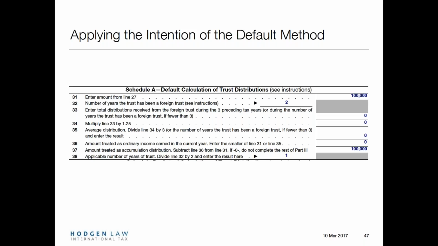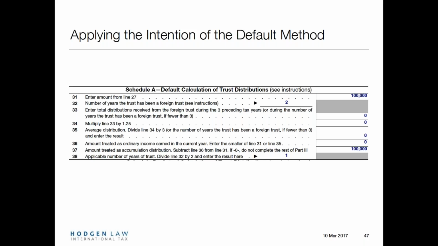So we start at the top, again, with our $100,000 distribution, line 31. Line 32, again, it's been a trust for 2 years. Line 33, enter the total number of distributions received from the foreign trust during the 3 preceding years, or, the parenthetical, during the years that the trust has been a foreign trust. The default method, as near as I can tell, the first time the IRS talked about it was in Notice 97-34. They didn't call it the default method, they called it the default treatment.